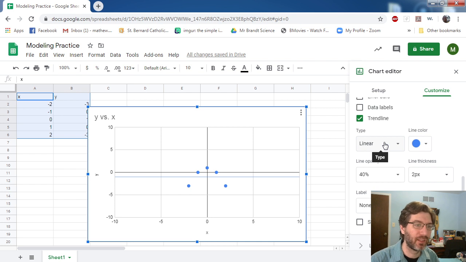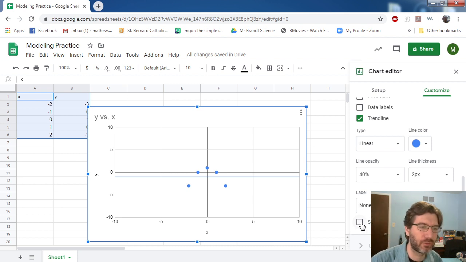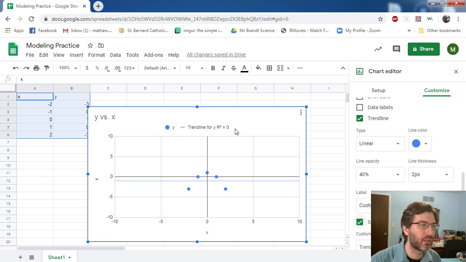So here, if this is a linear model, which we could use a linear model to do this, we're going to come down to this little checkbox here that says show R squared. And R squared is a regression coefficient. We're going to click it, and it's going to come up, and it's going to say up here R squared equals 0. That is our regression coefficient.